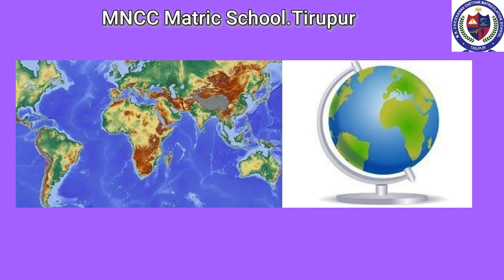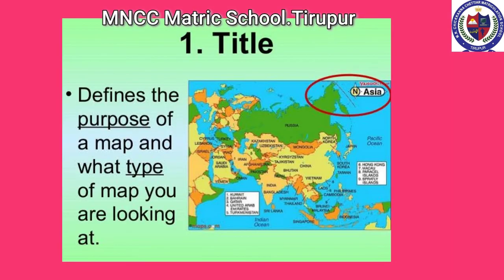Now, let us see the basic components of a map. The basic components of a map are the title, scale, legend or key, direction, source of map projection, locational information, and conventional signs and symbols. First one is title. Title tells about the content of the map and is placed mostly at the top corner or the bottom corner of your map.